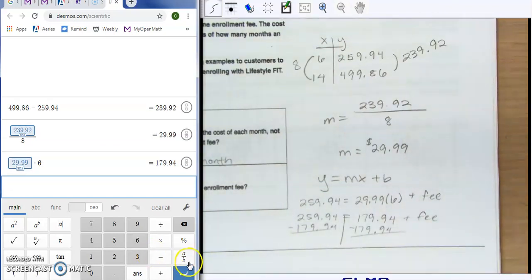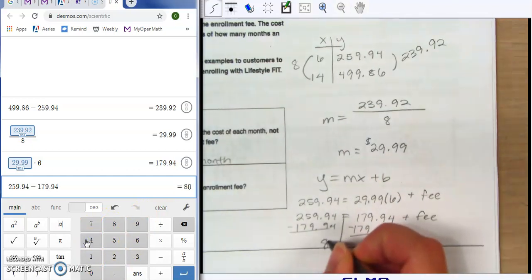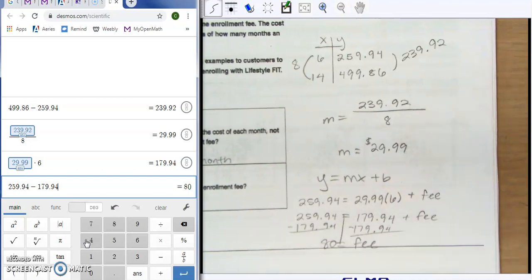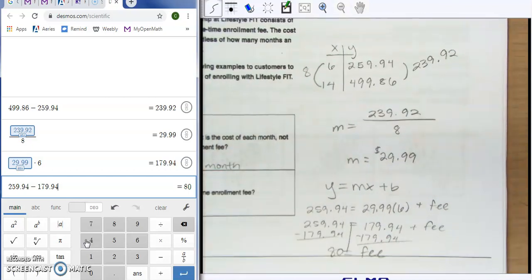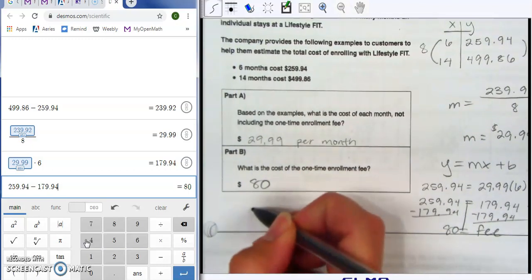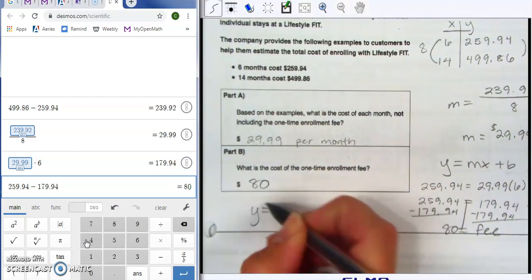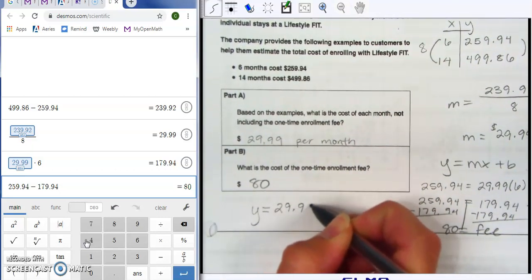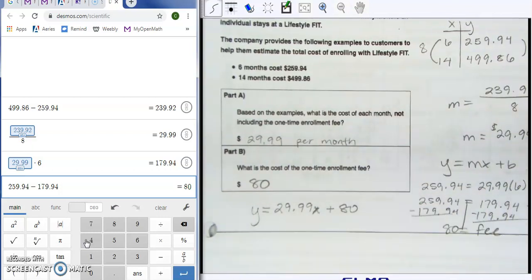I'm going to hit enter here. And let's see. Let's clear that and do $259.94 minus what we paid for the months right there, $179.94. And we get 80, which means that is our startup fee. So that means we paid $80 just to join and $29.99 per month after that. So if we were to write an equation for this situation, it would be $29.99 per month. Don't forget per month there, plus the $80 startup fee.